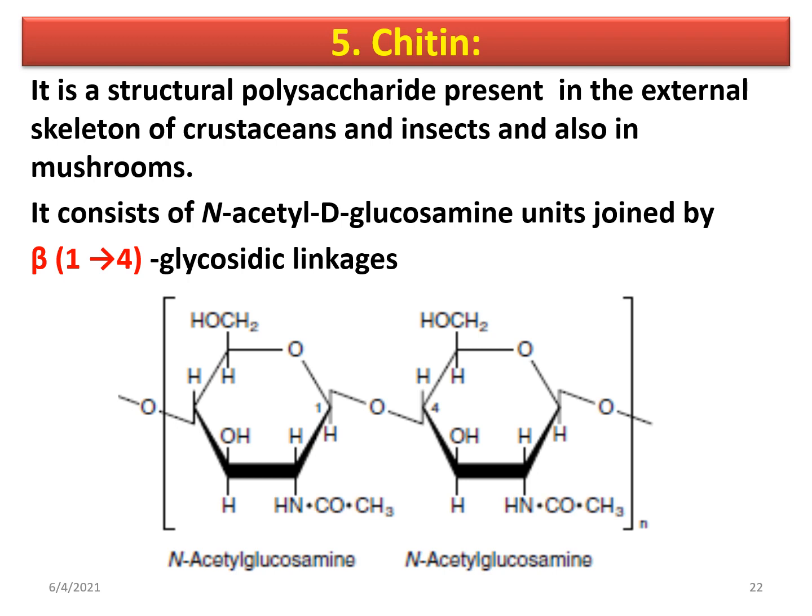Regarding the homopolysaccharide chitin, it is a structural polysaccharide present in the external skeletons of crustaceans, and also present in insects and in mushrooms. It consists of N-acetyl D-glucosamine joined by beta 1,4 glycosidic bonds.